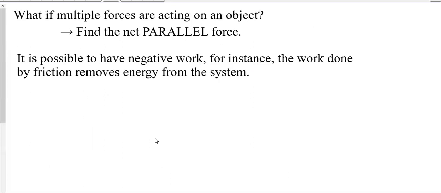If you have multiple forces on an object, you can do multiple work if you think of it that way. You can have positive work, you can have negative work. Negative work would just be removing energy from the system. But typically, you will want to find the net parallel force in most situations. So you can do negative work. You'll see that a lot with friction in your practice problems. Friction removes energy from a system.